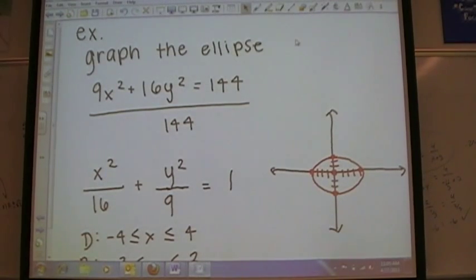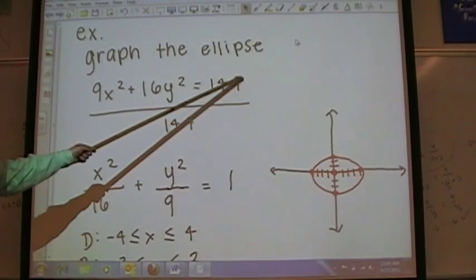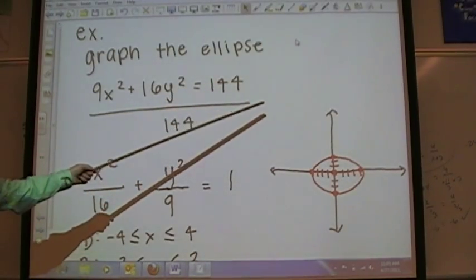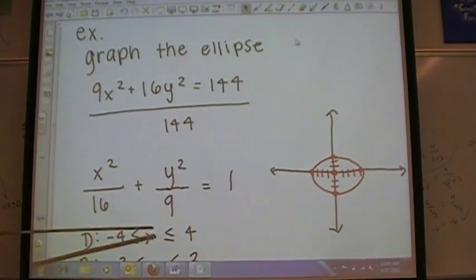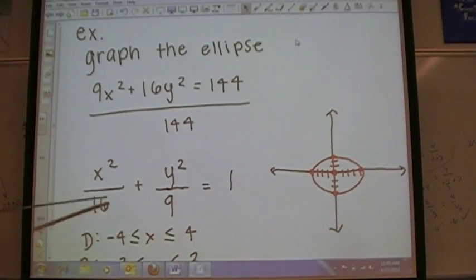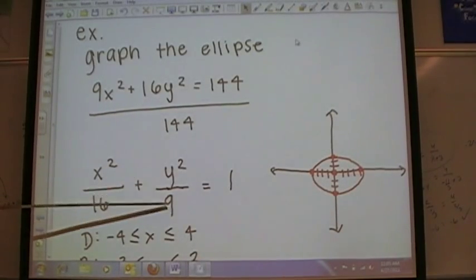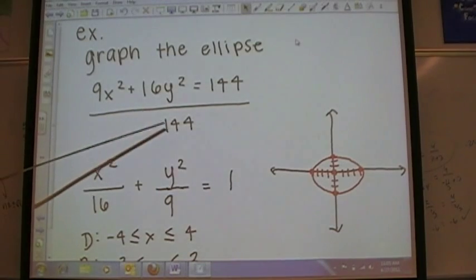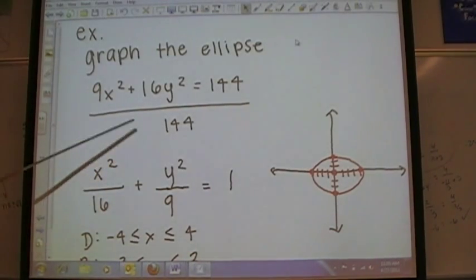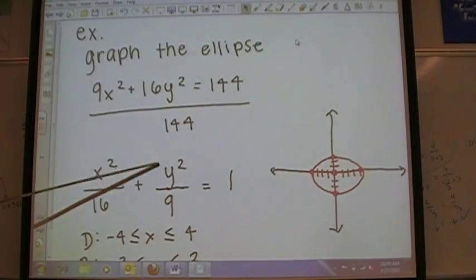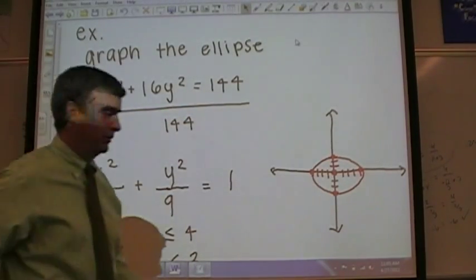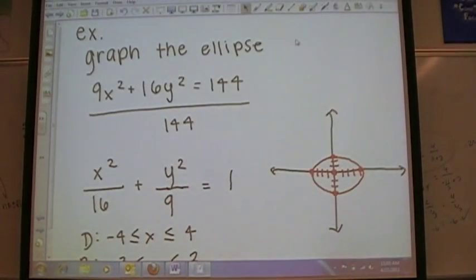Now, for an ellipse, we want the right side to always equal 1. Okay, so I divide everything by 144 and end up with this. X squared over 16 plus y squared over 9 equals 1. Does that make sense? Because 9 over 144 reduces to 1/16. 16 over 144 reduces to 1/9. 144 over 144 reduces to 1. Okay. Once you get in standard form, you're set.